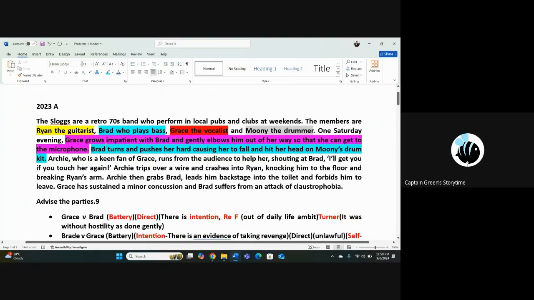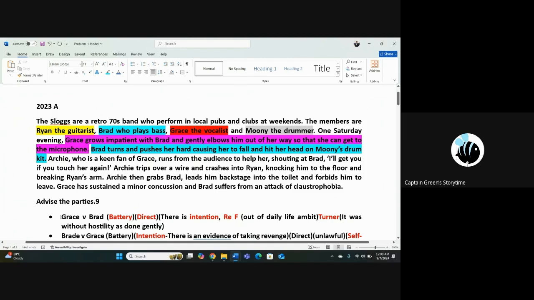Reading the facts of the problem question. The Slogs are a retro 70s band who perform in local pubs and clubs at weekends. The members are Rian, the guitarist, highlight this one. Brad, who plays the bass, highlight again. These are the two most important characters. Then again, Grace, the vocalist, and Moni, the drummer. So we have in total four parties in this case. Moving on, one Saturday evening, Grace grows impatient with Brad and gently elbows him out of her way so that she can get to the microphone.